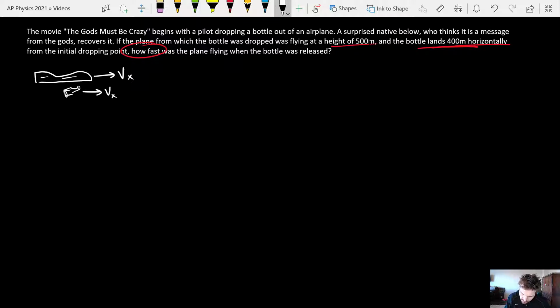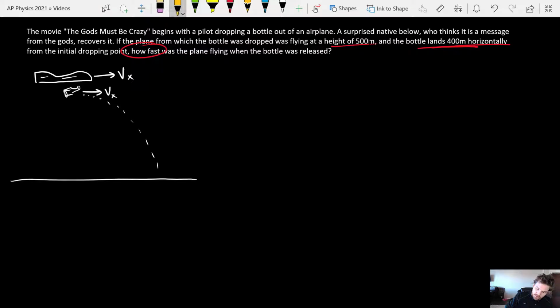the bottle is dropped, and it lands 400 meters away. Okay, we know the bottle was dropped, so we know that all of the velocity is in the x direction. And if this bottle follows a parabolic path down to the ground, this is basically what that looks like.